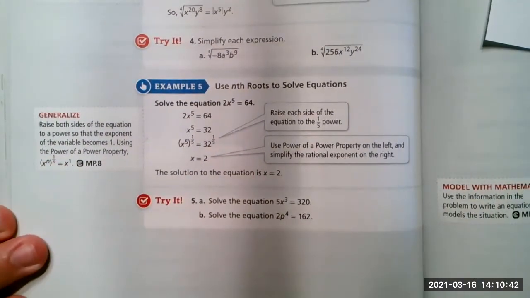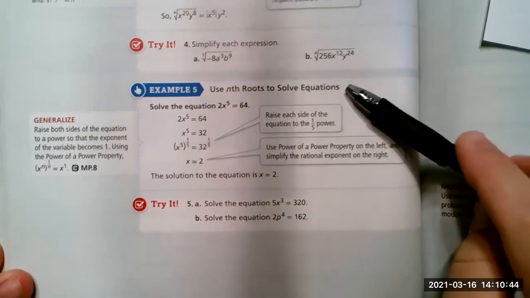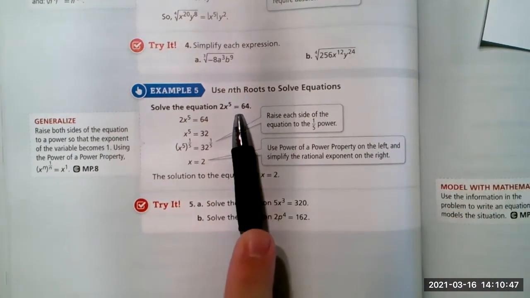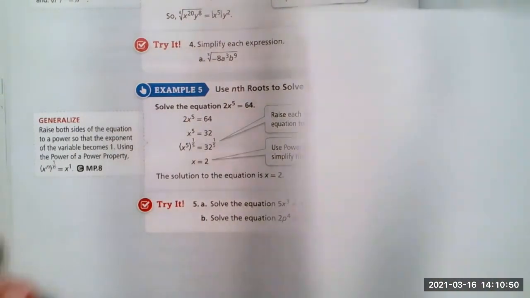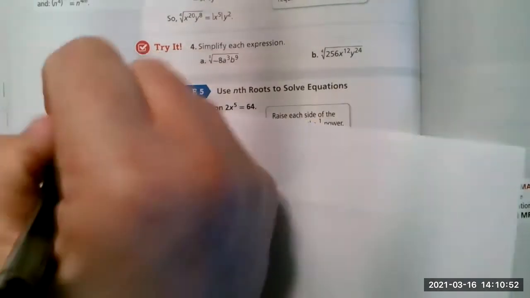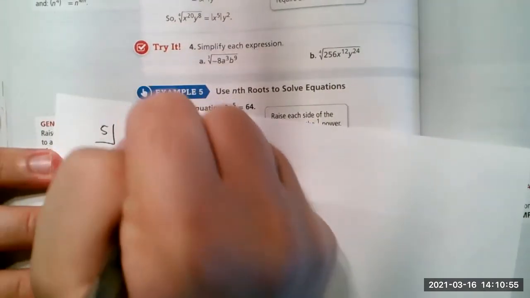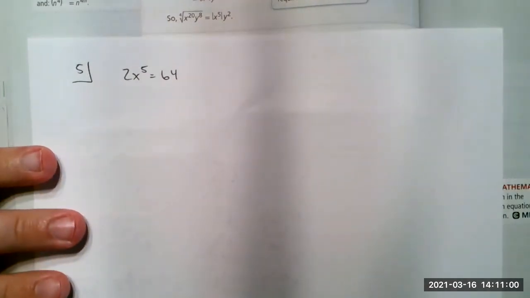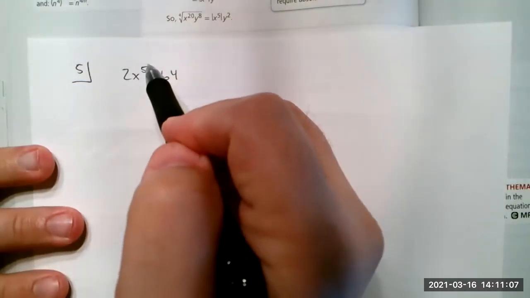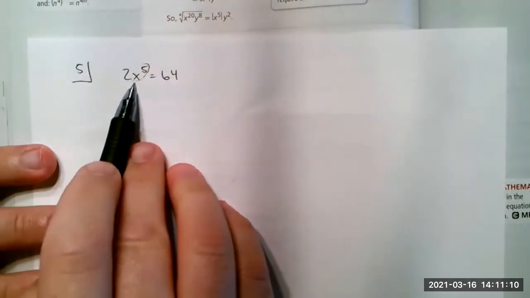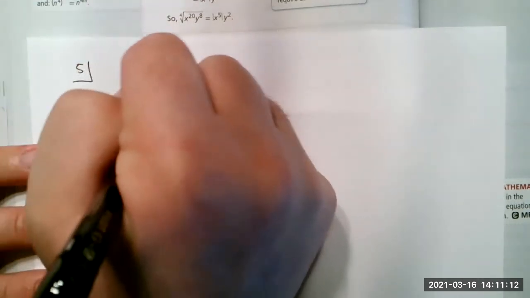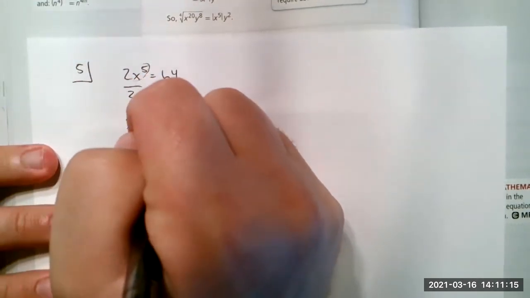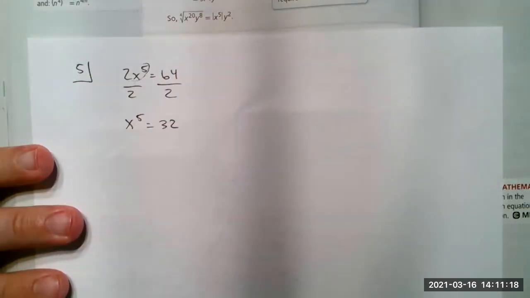Example 5, we're at the bottom of page 242. So use the nth root to solve this equation. I'm going to go ahead and write this out. 2x to the fifth. So just like we do any other equation, your goal here is to try to get x by itself. That's what you're working towards. I can't do anything with this x to the fifth right now because I'm multiplying it by 2. So my first step would be to divide both sides by 2, which gives me x to the fifth equals 32.